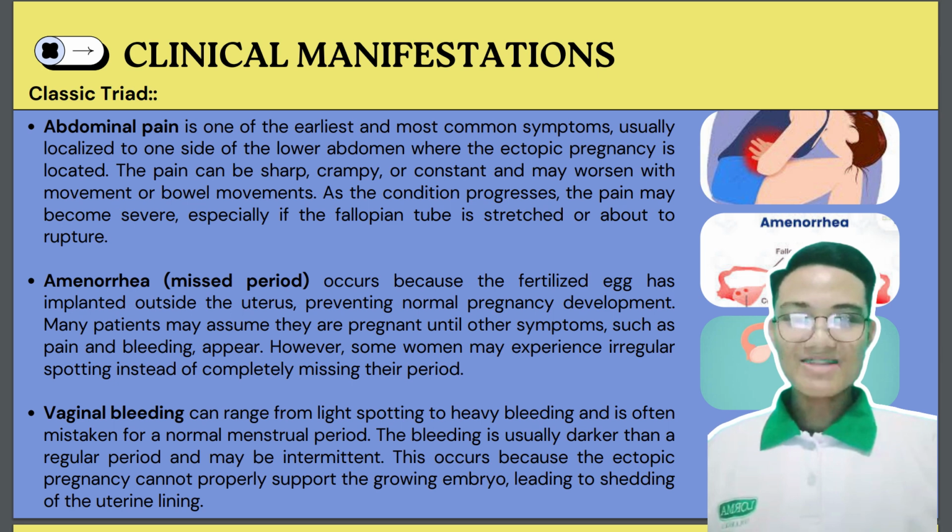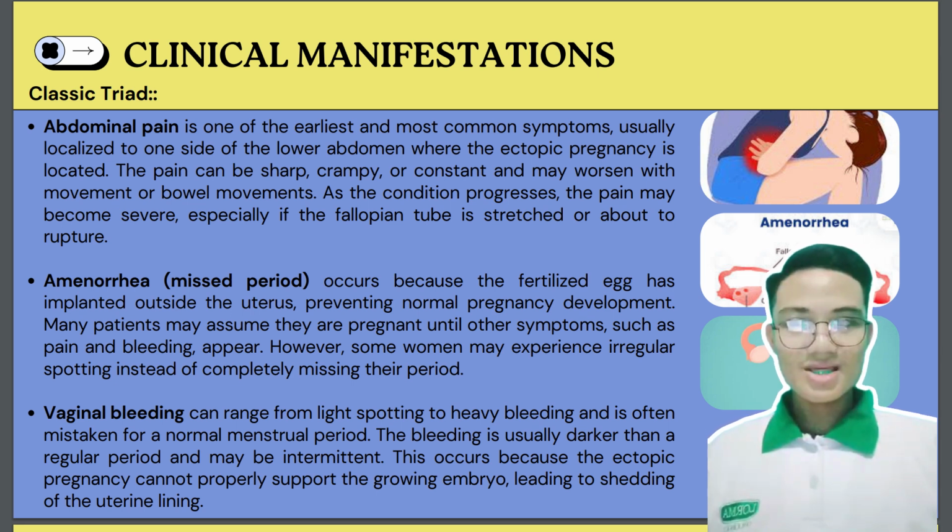Lastly is the vaginal bleeding. Vaginal bleeding can range from light spotting to heavy bleeding and is often mistaken for a normal menstrual period. This bleeding is usually darker than a regular period and it may be intermittent. This occurs because the ectopic pregnancy cannot properly support the growing embryo, leading to the shedding of the uterine lining.